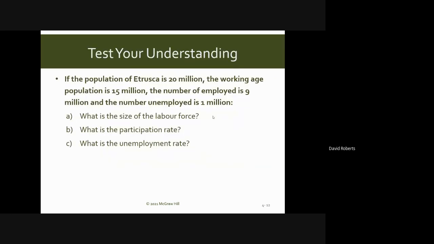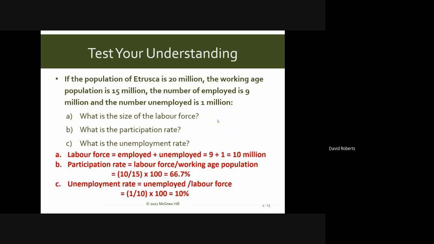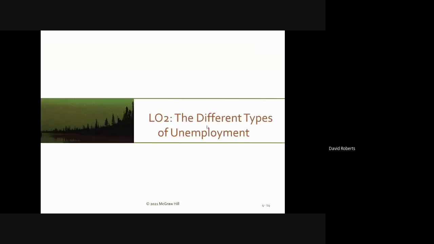So, here's a short test for you. You can pause it. Otherwise, I'm just going to move forward. So if you want to participate, just pause it. So you can see the labor force includes employed and unemployed. Percentage of working population is exactly 2/3, and the rate of unemployment is exactly 10%.